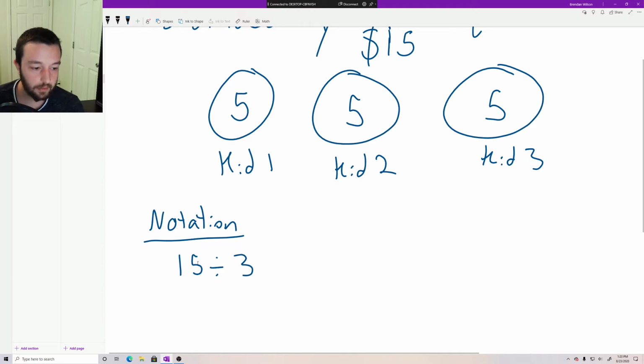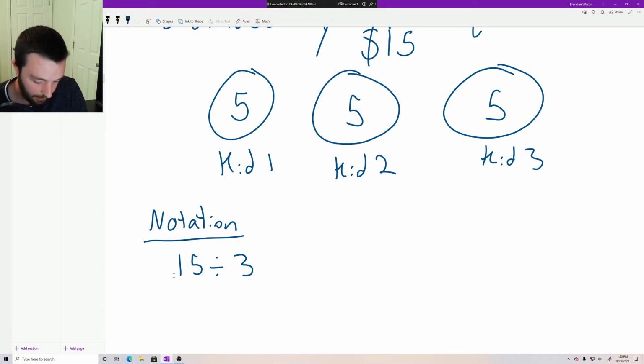And the other parts of it have names too. The 3 is called the divisor, but we don't really use those names quite as often, at least not in this context. We'll look at that a little bit later in chapter 2 when we're talking about factors and divisors. All right, so we have the 15 divided by 3.